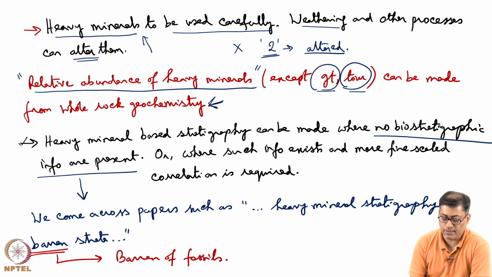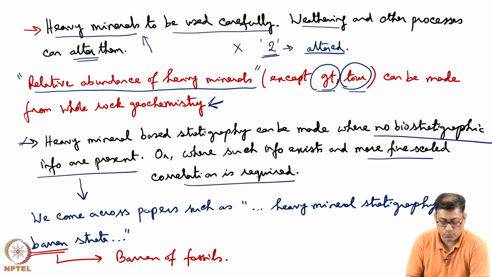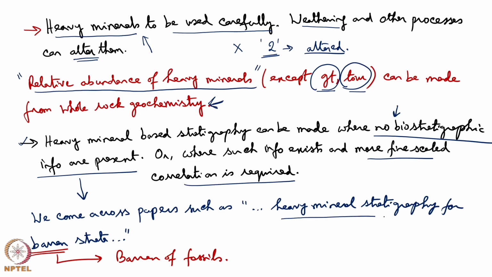Heavy mineral based stratigraphy can be made where no biostratigraphic information is present, or where such information exists and more fine scaled correlation is required. So, there are 2 possibilities: either there is no biostratigraphic information available, no fossil available. For example, you can find out some research paper with the title heavy mineral stratigraphy for the barren strata. What is the meaning of barren? It means the strata is barren or devoid of fossils. So, this is one case where no biostratigraphic correlation can be done simply because fossils do not exist.